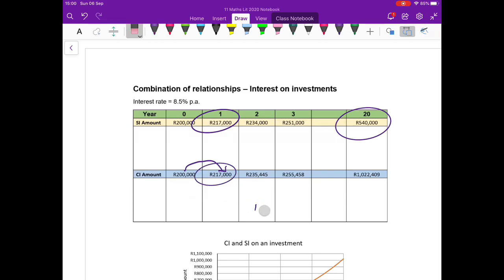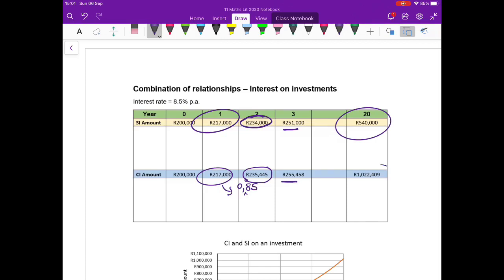But then what happens is, remember, compound interest is interest on interest. So I would take 217,000 and multiply it by 0,085, and you will see that it is more than 17,000, because if I added another 17,000, it would be 234,000, but in the next year we have 235,445. Look what happens in the third year. Here we've got 251 as opposed to 255 and a half nearly.